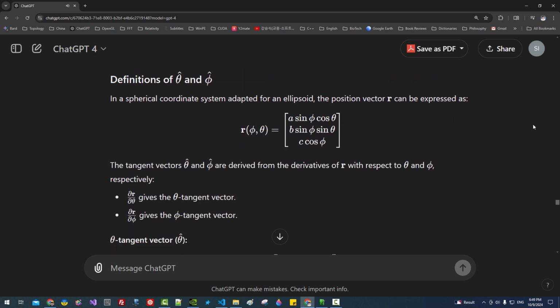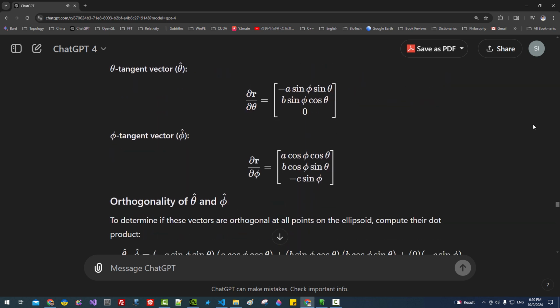Definitions of theta hat and phi hat. In a spherical coordinate system adapted for an ellipsoid, the position vector r can be expressed as r(phi, theta) equals the matrix A sin phi cos theta, B sin phi sin theta, C cos phi. The tangent vectors theta hat and phi hat are derived from the derivatives of r with respect to theta and phi, respectively. Partial r partial theta gives the theta tangent vector. Partial r partial phi gives the phi tangent vector. Theta tangent vector: theta hat equals the matrix minus A sin phi sin theta, B sin phi cos theta, 0. Phi tangent vector: phi hat equals the matrix A cos phi cos theta, B cos phi sin theta, minus C sin phi.